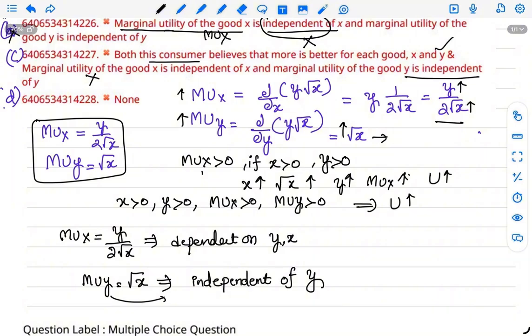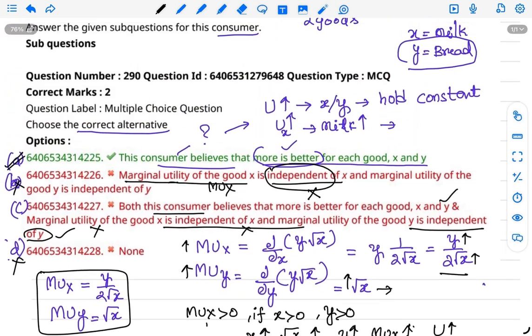Y is independent of y. Up to this one is correct, but x is independent of x is wrong. So this option is correct. None of the options is also wrong because the first option is correct.